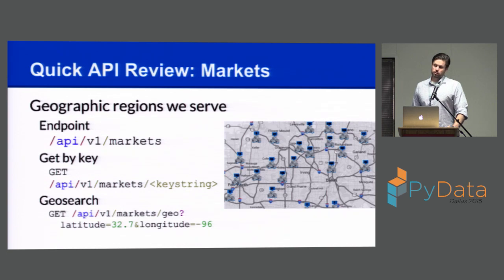Now, the trick about markets is that a market, as commercial real estate, or CRE, professionals define it, is one or more cities. It's not just that Austin is a market or Boston is a market; Dallas-Fort Worth combined is a market. So it's multiple cities, okay? And you can also search for markets. API v1 markets geo lets you do a geo search. You just give us a lat long, and we'll give you the closest market to that point.